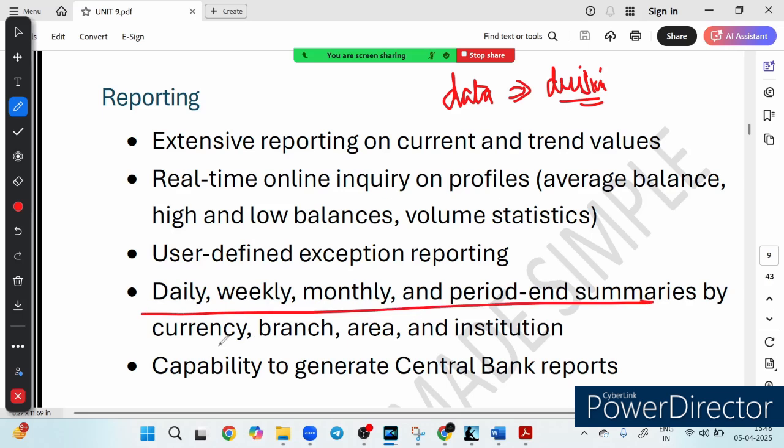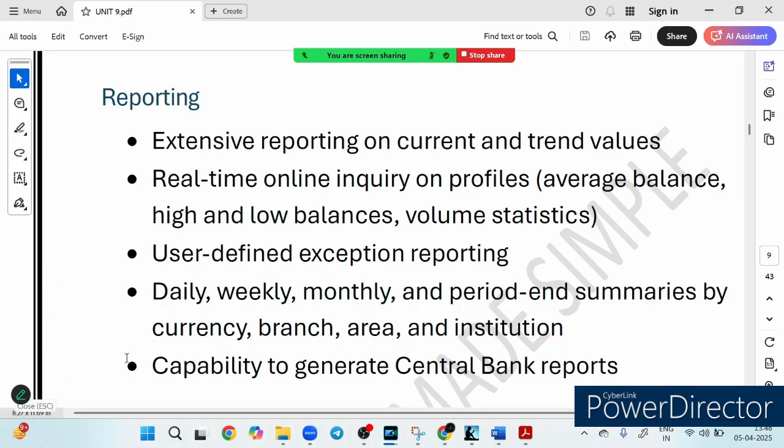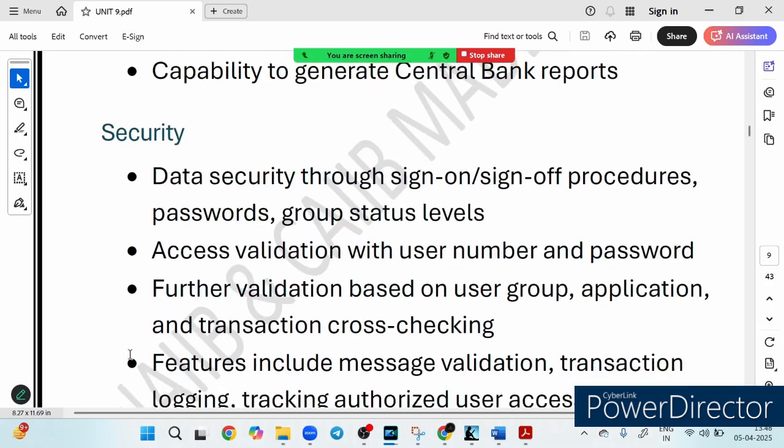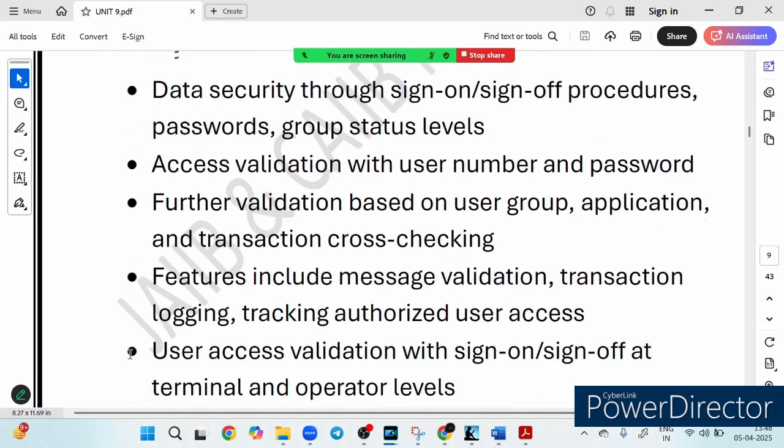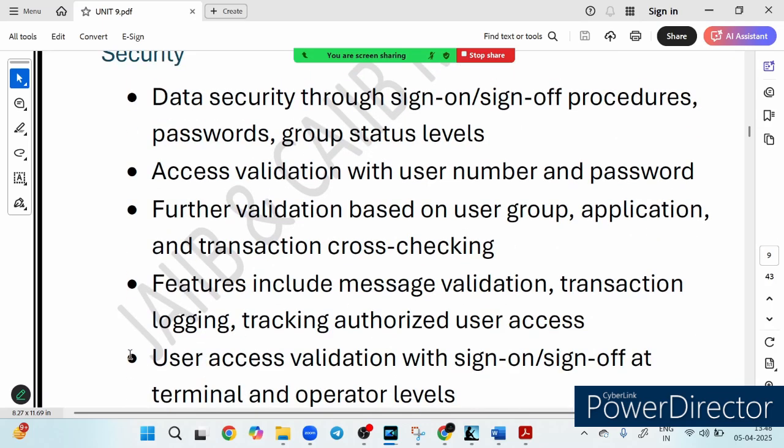And breakdown by currency, batch, branch, area, institutions, right? There are trends like average balance, high and low transaction volume, and even user-defined exception reports. For example, a report that shows only accounts with suspicious activity. If you need to file a report with the central bank, the system can do that also, fully automated.